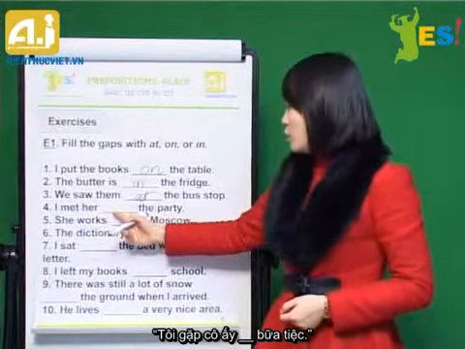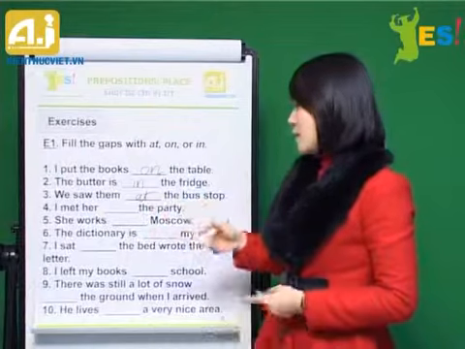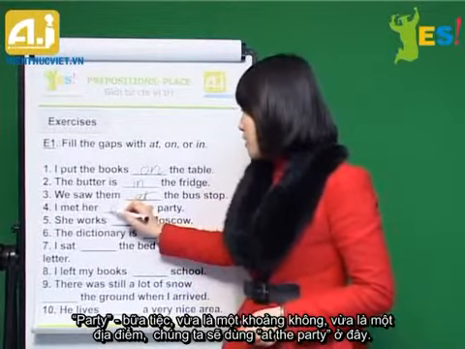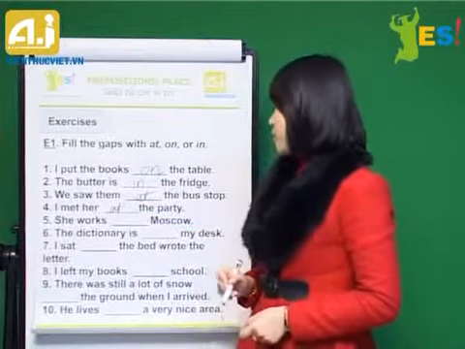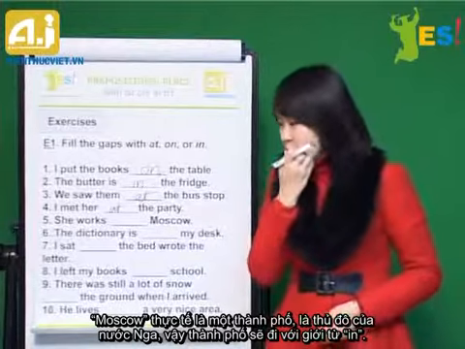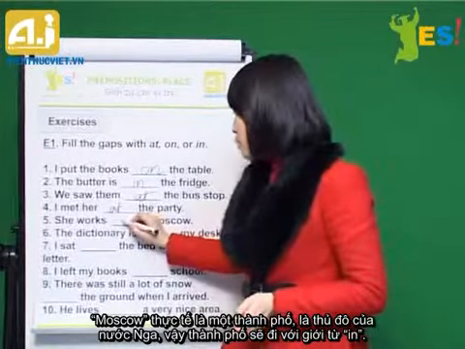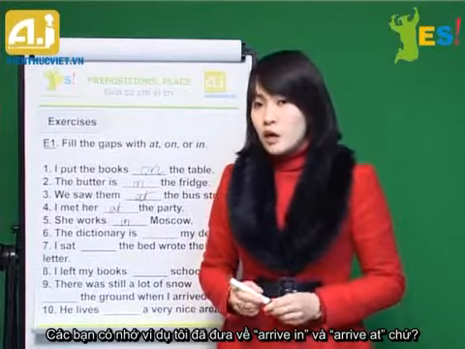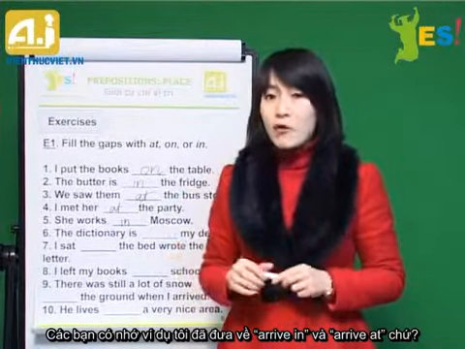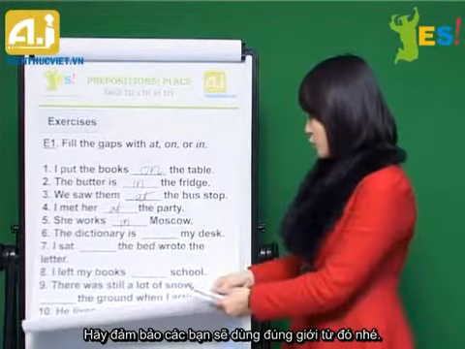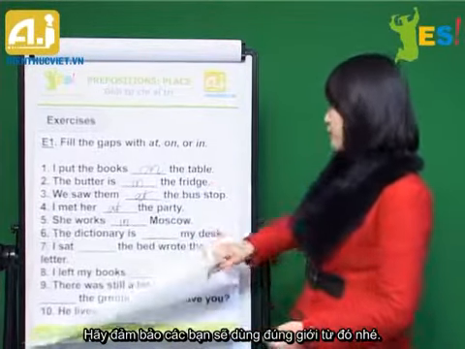I met her at the party. The party is a space, point or place as well. So I met her at the party. She works in Moscow. Moscow is a city, the capital of Russia, so the city should be in. Remember the examples I gave you earlier about arrive at and arrive in. So make sure you use the correct preposition in both cases.